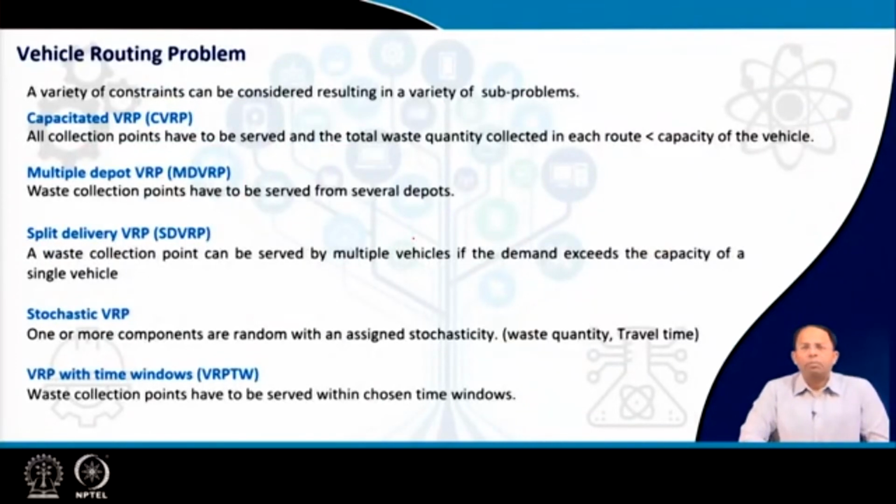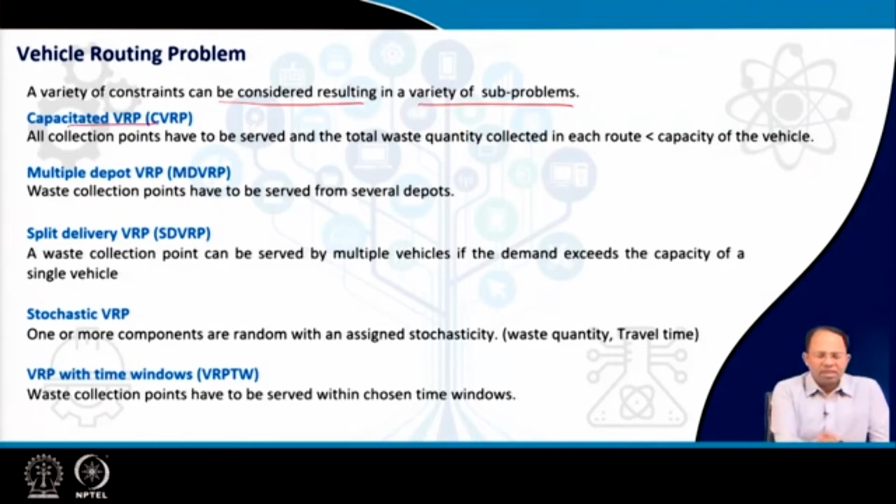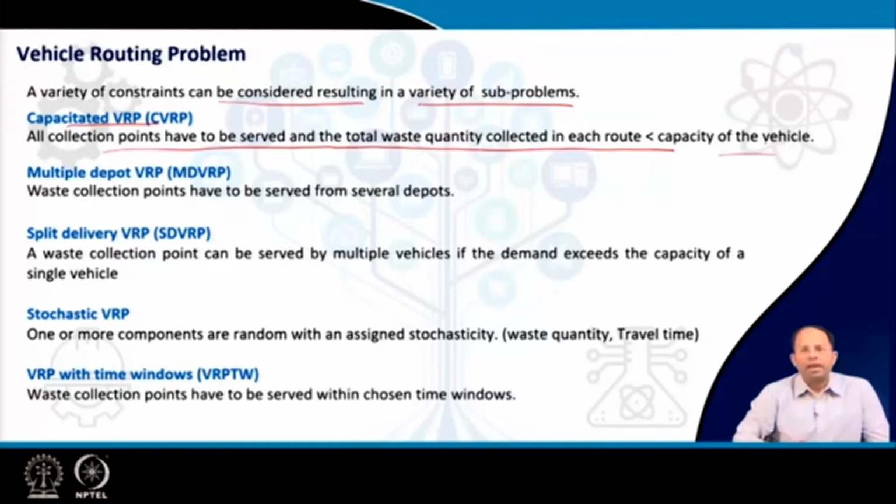Now, as you can understand, there could be several variants of the vehicle routing problem. A variety of constraints can be considered, resulting in a variety of variants or sub-problems. In terms of solid waste management, these are some of the varieties we can come across. One is called a capacitated VRP, where all collection points have to be served and the total waste quantity collected in each route is lesser than the capacity of the vehicle. That means the vehicle has been given a capacity, so it cannot go to more points once its capacity is exhausted, right?